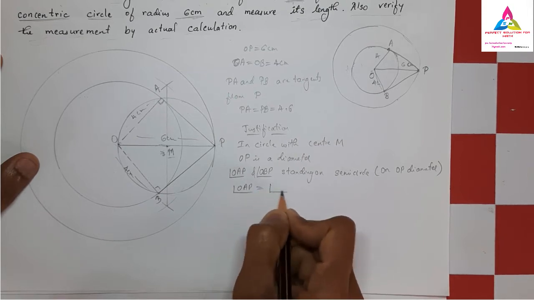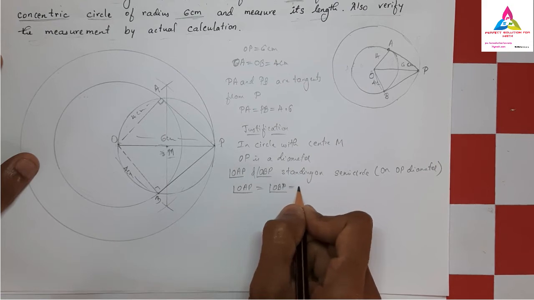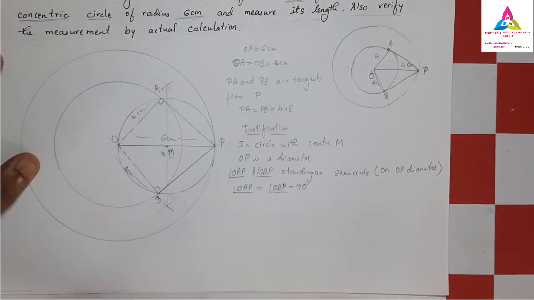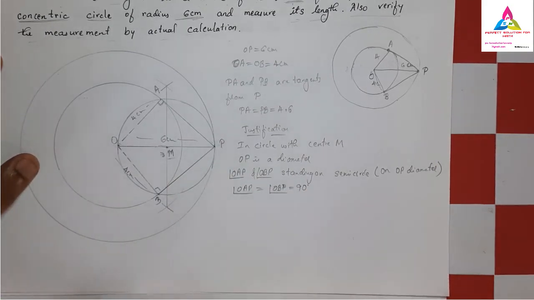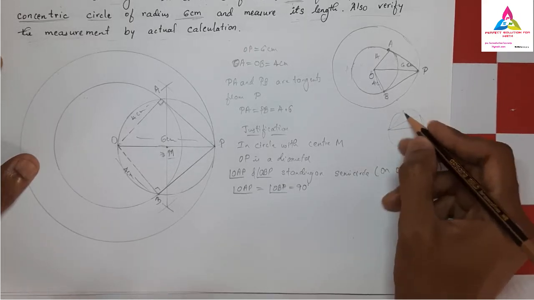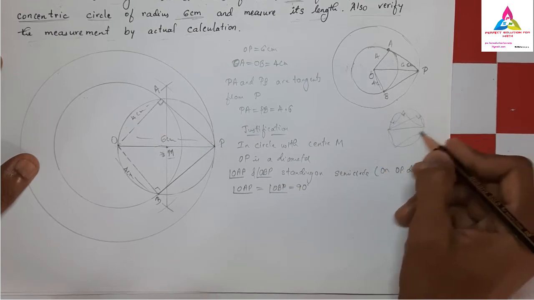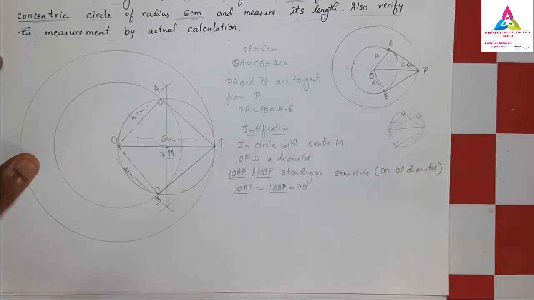Because this answer you know, you have studied in 9th. If any angle is formed on a semicircle or a diameter of a circle, then it will form 90 degrees. So if you have a circle and a diameter, any angle which is forming, on any side, this side or this side, all angles will be how much degrees?